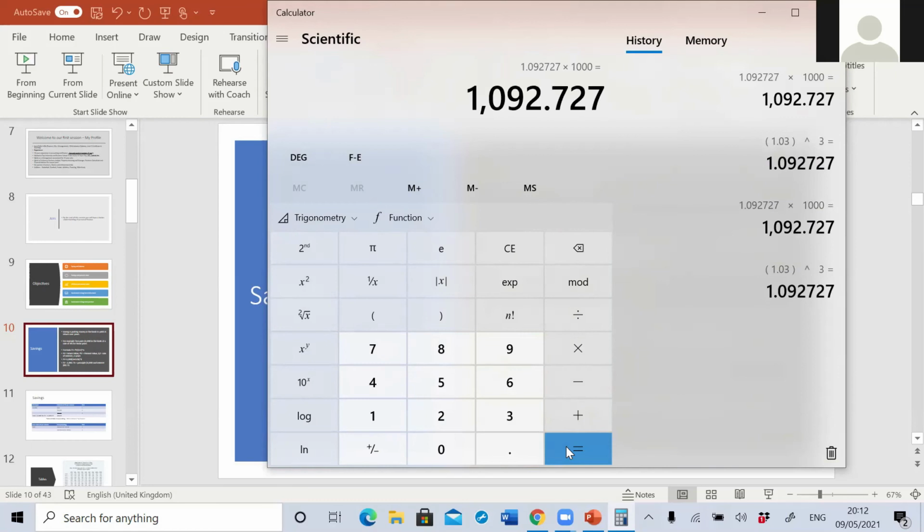Yeah, that seems pretty simple, but okay. Let me see if I can try it on my own. Yes, yeah. 1.03, bracket, raise that by 3 and equal to that, and then we times that by 1,000. I think I did something wrong here. Hold on. Close bracket, raised by 3, and then we times that by the present value, which is 1,000, and voila, there we go. You got it?